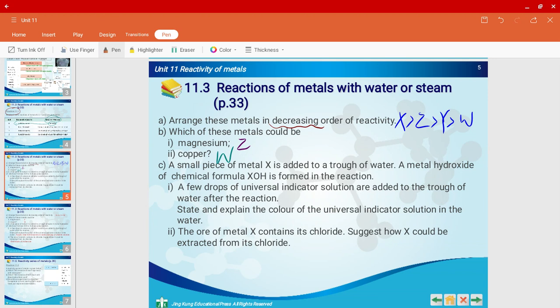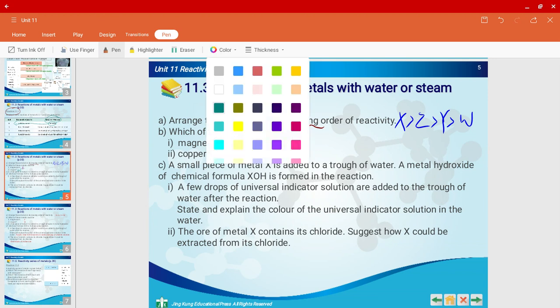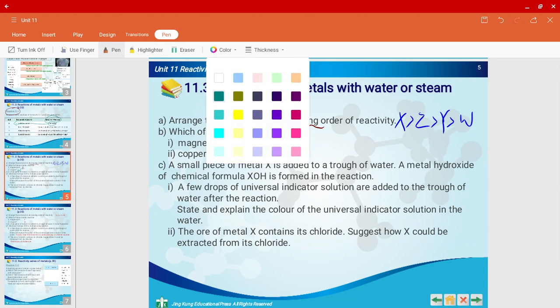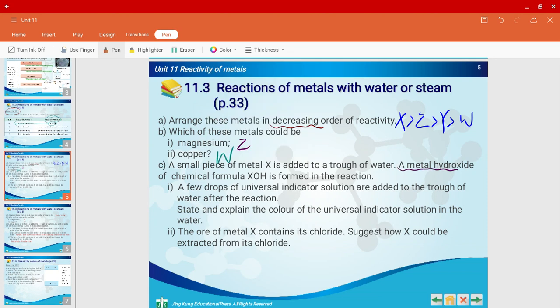Okay, let's see question C. A small piece of metal X is added to a trough of water. A metal hydroxide of chemical formula XOH is formed in the reaction. Okay, this is a big hint. You have a metal hydroxide being formed. A few drops of universal indicator solution are added to the trough of water. State and explain the color of the universal indicator solution in the water.